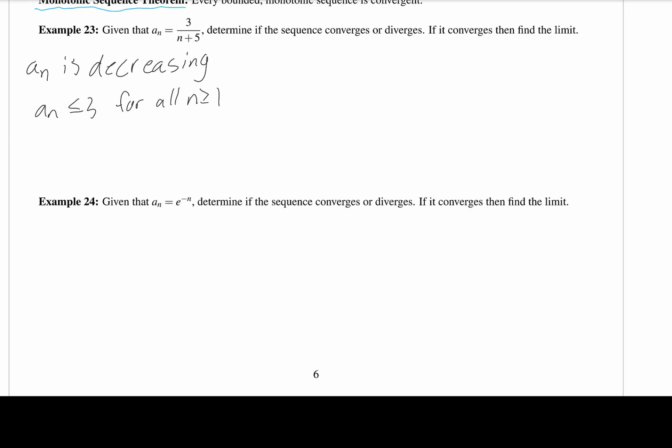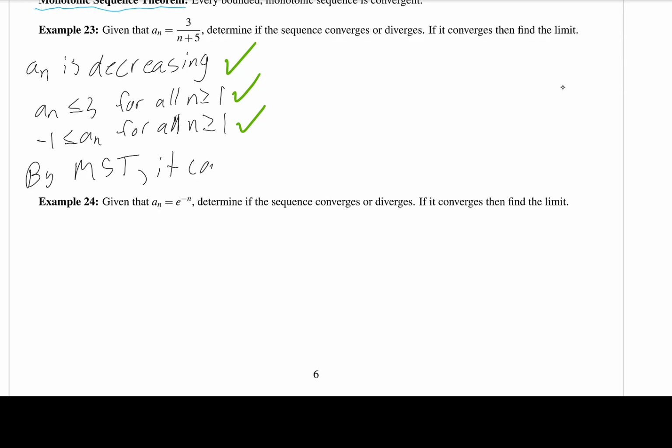Well, I can also say that this denominator and this numerator is never going to be negative. So I can also say that negative 1 is less than or equal to a sub n for all n greater than or equal to 1. Notice I'm not being precise here. I'm not getting as close as I can to the sequence. I'm just trying to find an upper bound, a lower bound, and if it's monotonic. Since I've done those three things, it's monotonic, it has an upper bound, it has a lower bound. That tells me by the monotonic sequence theorem, it converges.